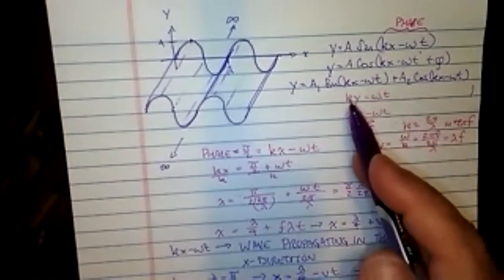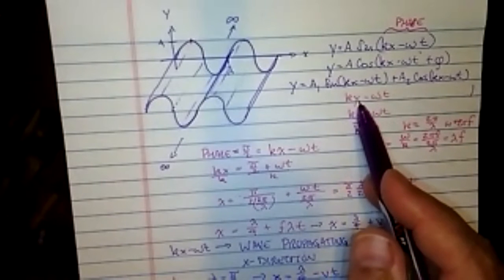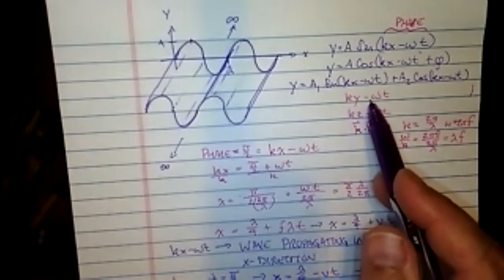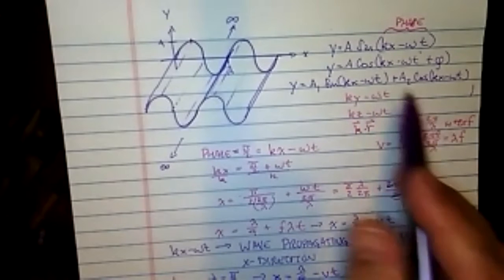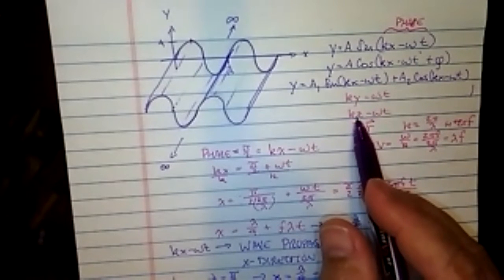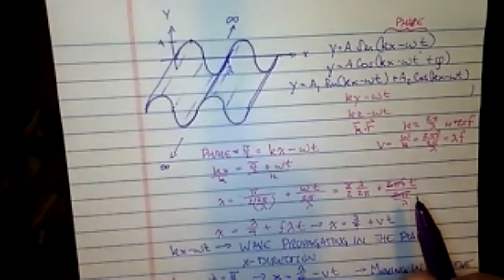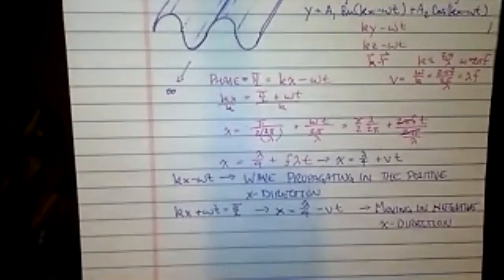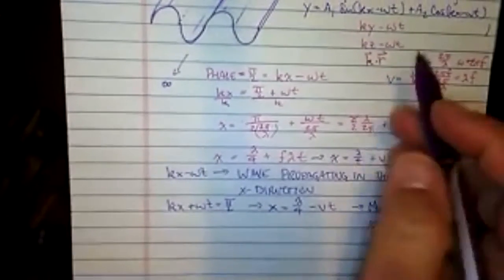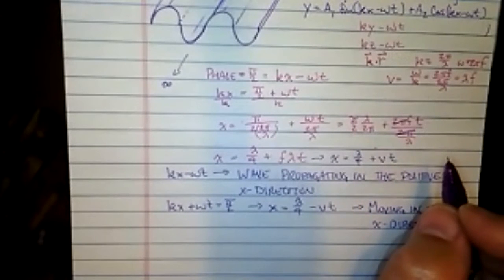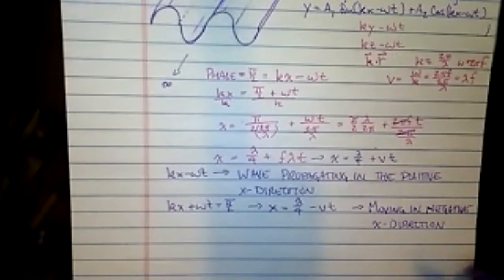Obviously, if it was ky minus omega t, then it'd be moving in the positive y direction. If it's ky plus omega t, it's moving in the negative y direction. If it's kz minus omega t, it's moving in the positive z direction. If it's kz plus omega t, then it's moving in the negative z direction. So that's really what plane waves are. That's how we can represent them. And that is a very typical way to show them.